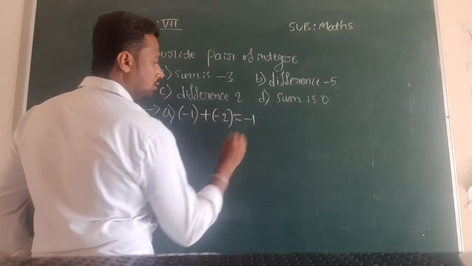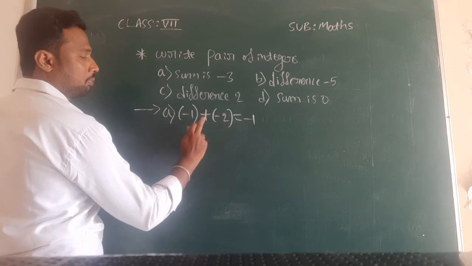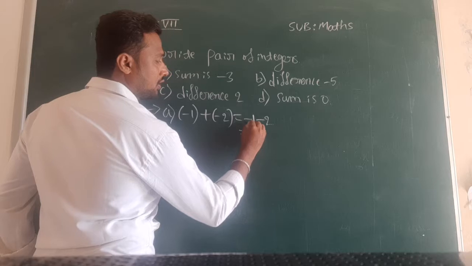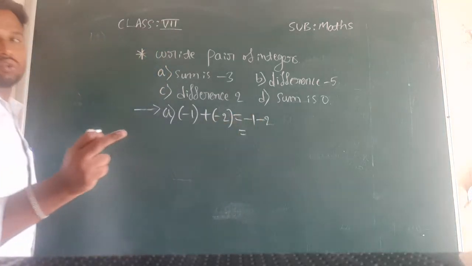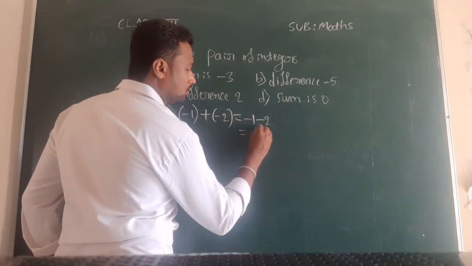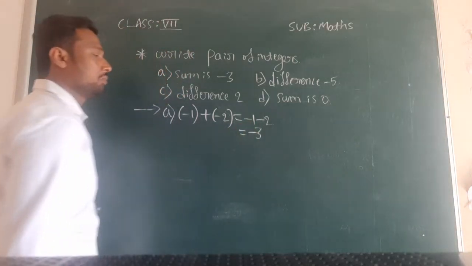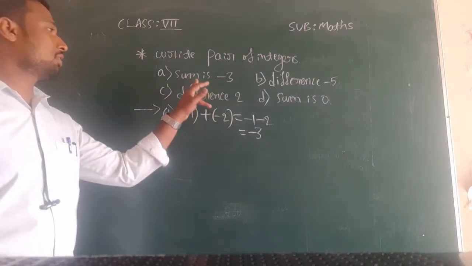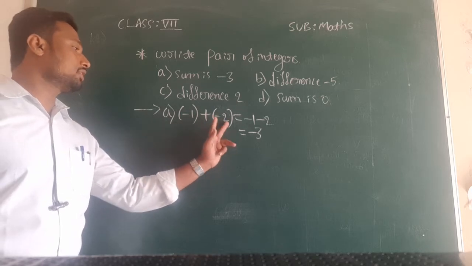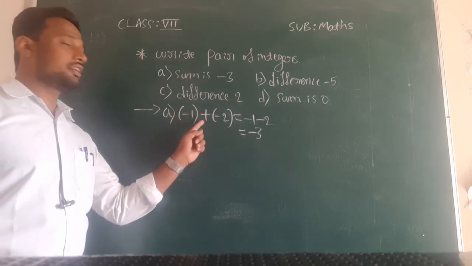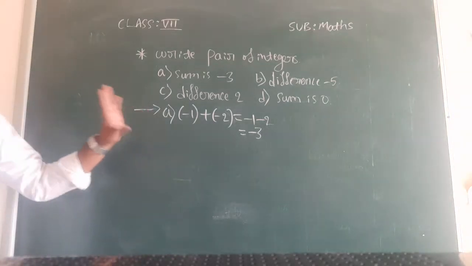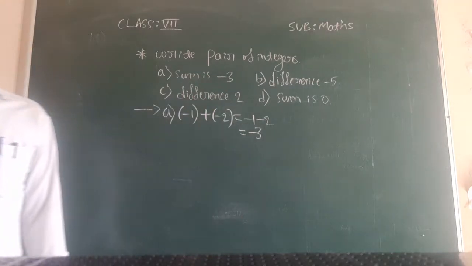Minus 1. And here plus into minus, what will we get? Plus into minus is minus. So minus 2. Now minus 1 minus 2: you know that minus into minus is plus, therefore you have to add. So 1 plus 2 is 3, and the sign in front of the bigger value is minus. So what we got? Minus 3. The sum is minus 3. So we have written a pair of integers, meaning 2 integers, and we are adding. Here it is sum, so we have to add. Like this only we can write so many pairs of integers to get the sum as minus 3.